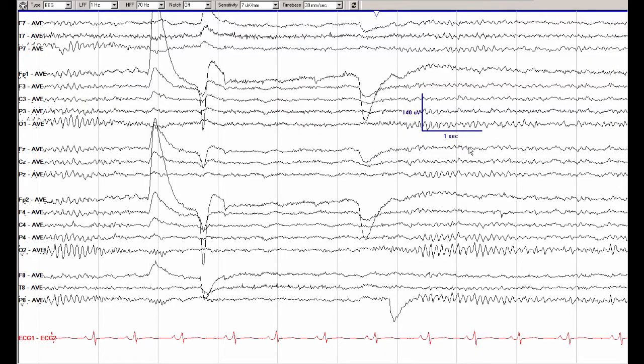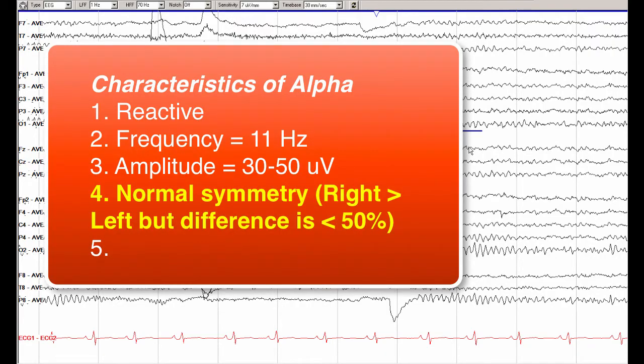As with the amplitude, the level of symmetry can vary from epoch to epoch. Therefore, it is important to look at the entire recording before making any definitive conclusions about asymmetry. Now, we have a fourth characteristic of the alpha rhythm that we can add to our report. The alpha rhythm is reactive, it has an 11 Hz frequency, the amplitude is between 30 and 50 microvolts, and there is a normal degree of asymmetry. The right is higher voltage than the left, but this is less than 50%.